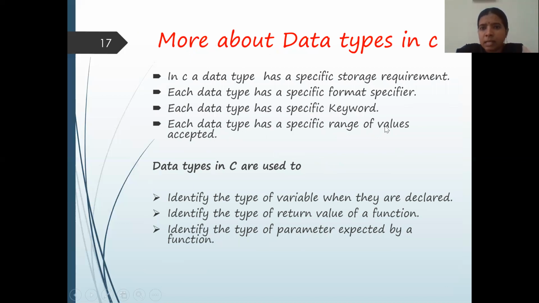So a data type has a specific storage requirement. A data type has a specific format specifier. Each data type has a specific keyword and a specific range of values accepted by it. So data types in C are used to identify the variables that are declared. Did I declare it as a character? Did I declare it as an integer? Did I declare it as float, etc.? Also used to understand the return values of a function and also used to understand the inputs accepted by a function.